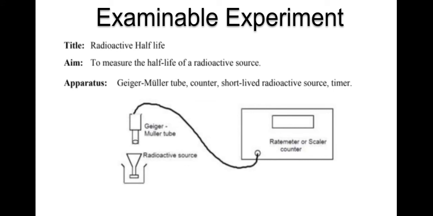Now, we have to be aware of an experiment that we could do to measure the half-life of a radioactive source. So we're aiming to measure the half-life of a radioactive source. What we would do is set up our source with a Geiger-Müller tube focused on it, attached to a rate meter.